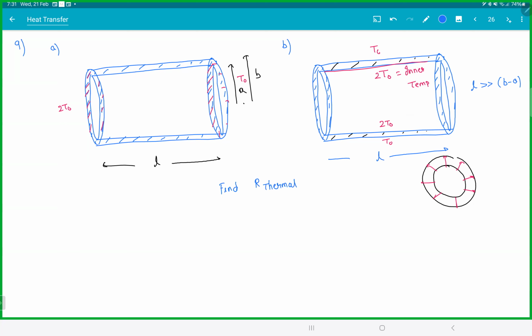Let's get this. So we have two hollow cylinders with inner radius A and outer radius B. Length is L. Case 1, the heat is going from left to right. Case 2, heat is going from inside to outside. I hope the diagram is clear. How do we do this?